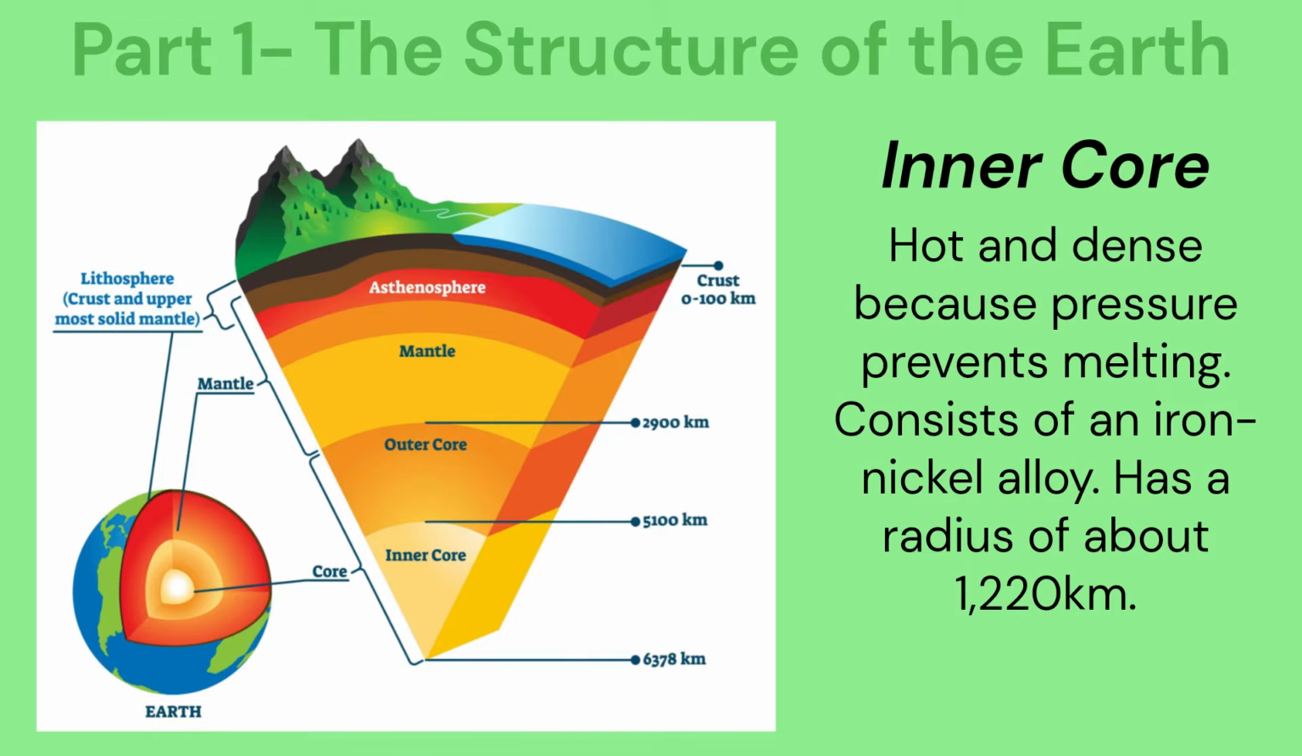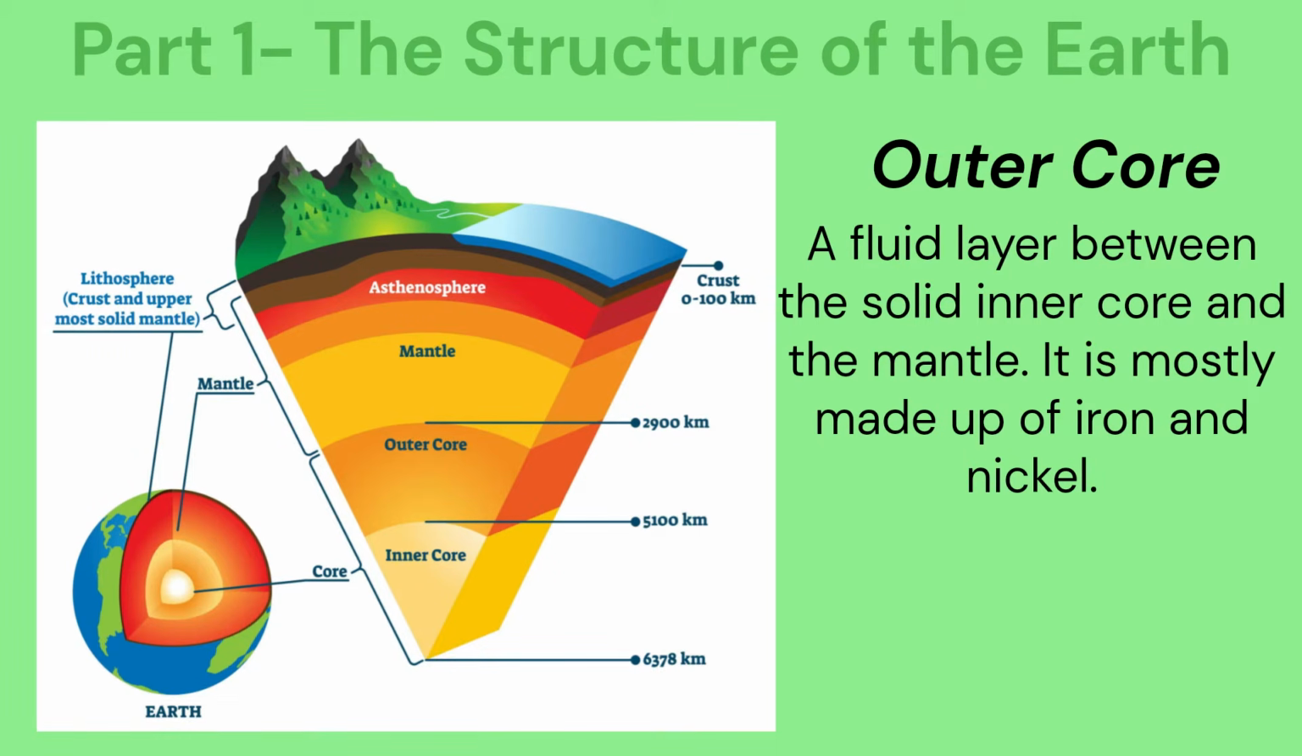Inner core. The inner core is hot and dense because pressure prevents melting. It consists of an iron-nickel alloy and has a radius of about 1,220 kilometers. Outer core. This is a fluid layer between the solid inner core and the mantle. It is mostly made up of iron and nickel.